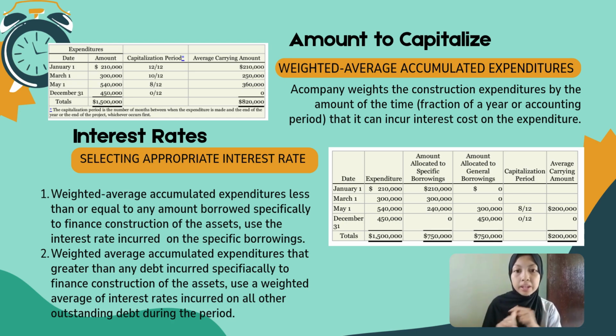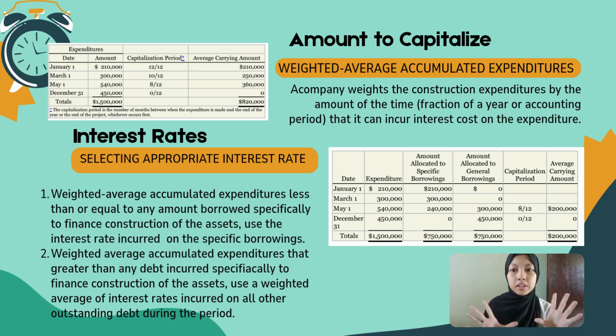There is one way: if the weighted average accumulated expenditure is less than or equal to any amount borrowed specifically to finance construction of the asset, use the interest rate incurred on the specific borrowing. But if the weighted average accumulated expenditure is greater than any debt incurred specifically to finance construction, use the interest rate incurred on all other outstanding debt during the period. It's like the example here.